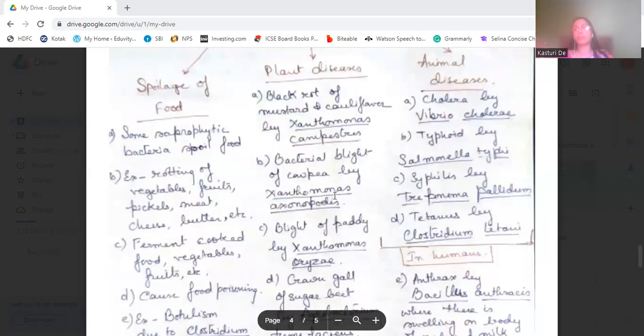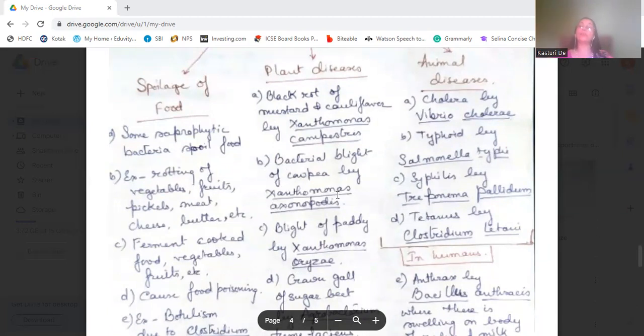Some saprophytic bacteria spoil the food, like rotting of the vegetables, fruits, pickles, meat, cheese, butter, etc. These are all spoiled foods. So that is done by bacteria. Then they ferment cooked food, vegetables, fruits. Then food poisoning is caused by bacteria.